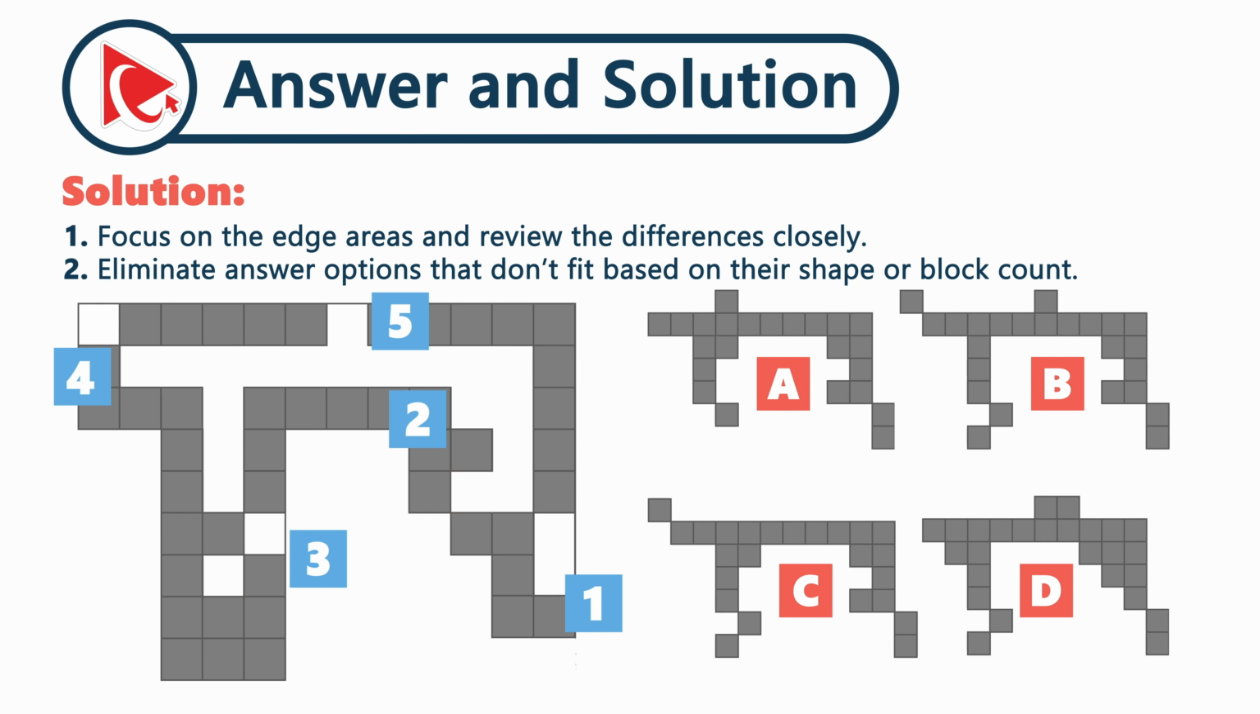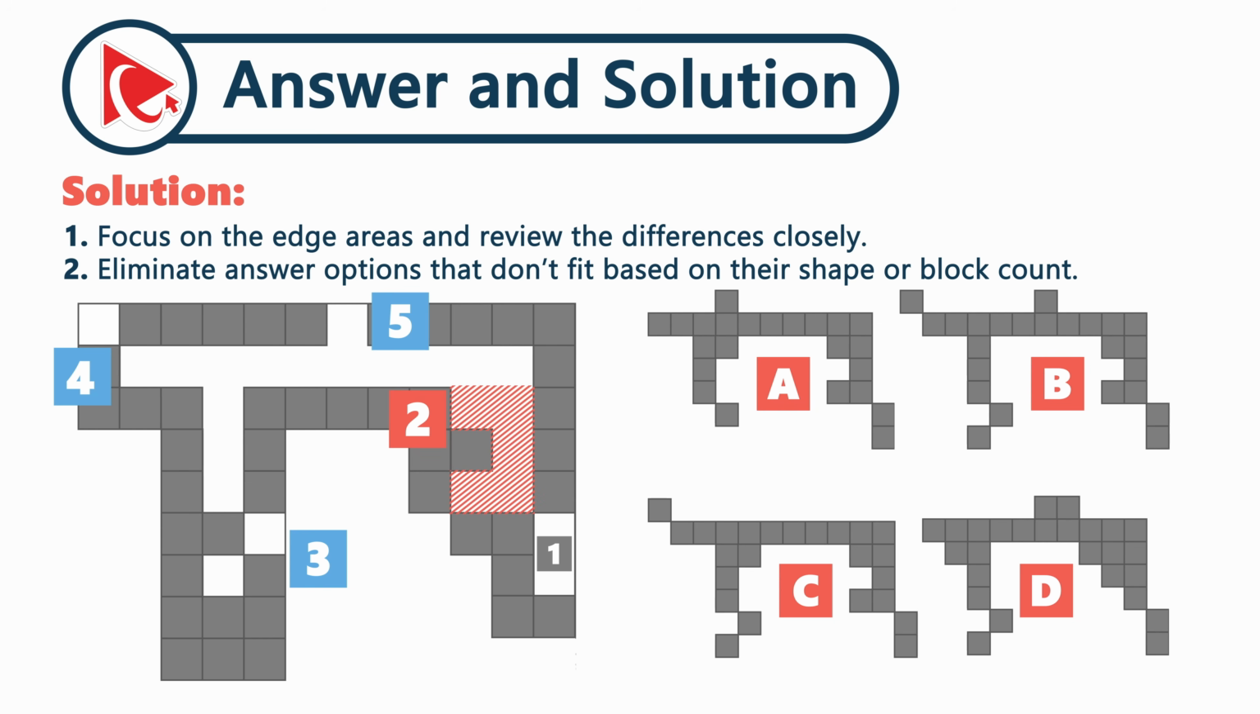Let's look at the example in the first edge area. You see that there are 2 blocks missing. Unfortunately, this doesn't help us much because these 2 blocks exist in all 4 answer choices, choices A, B, C, and D. Let's focus on the edge area 2.